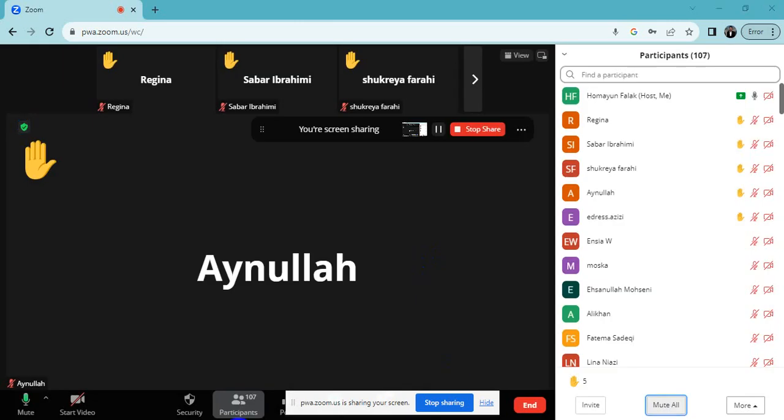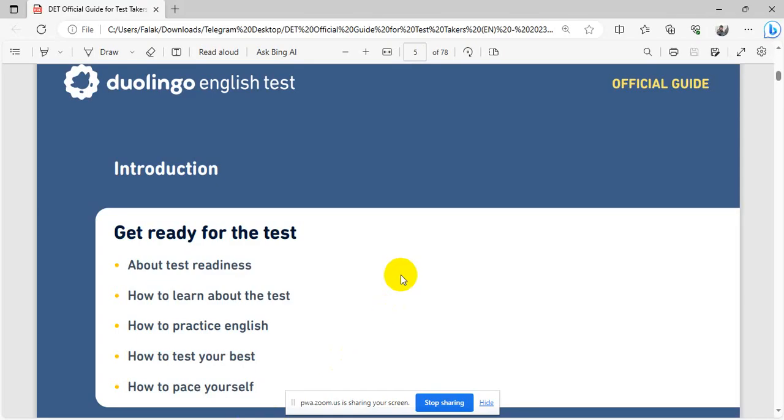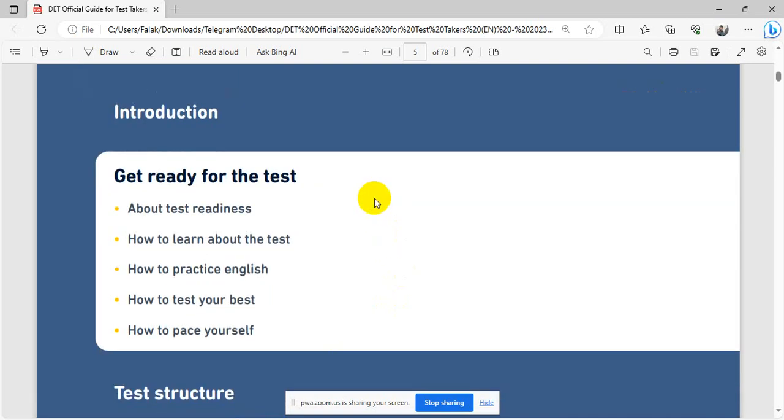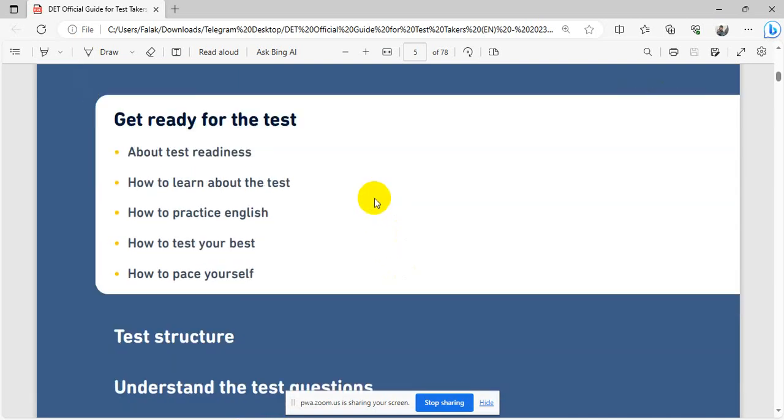Okay, let's go. Guys, as you can see here on this page of the book, we have the introduction. So the introduction is done. We have the Get Ready for the Test part. In Get Ready for the Test, we have around 5 topics to talk about. The first one is about test readiness, and the next one is about how to learn about the test. The next one, how to practice English, and the next one, how to test your best, and how to pace yourself.